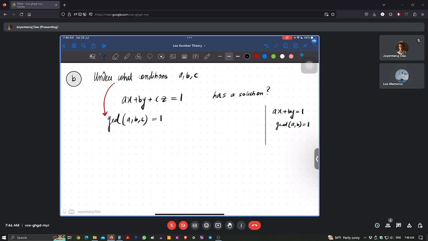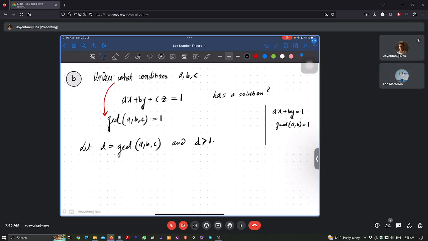Yes. So the thing is, we first assume that this equation has a solution, right? And we have to prove that the GCD is 1, so it cannot be anything more. So we can prove by contradiction. Suppose D is the GCD of a, b, c, and suppose D is strictly greater than 1, and this equation has a solution.